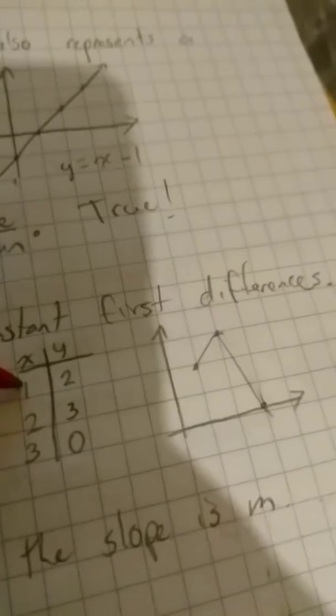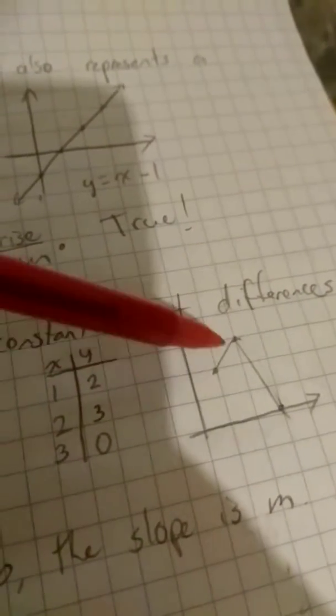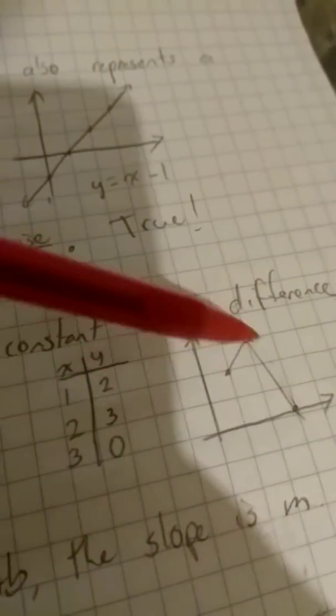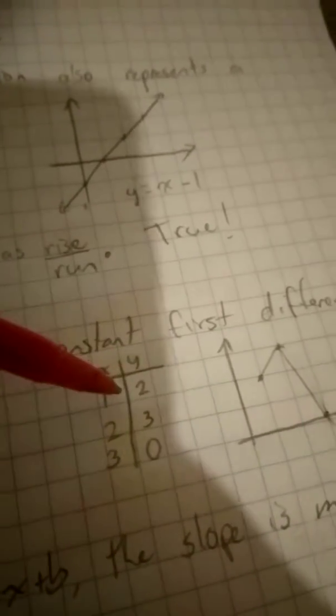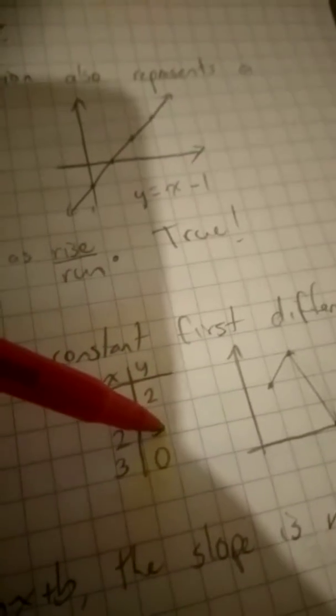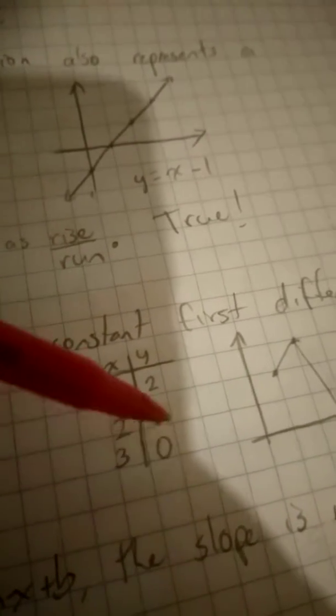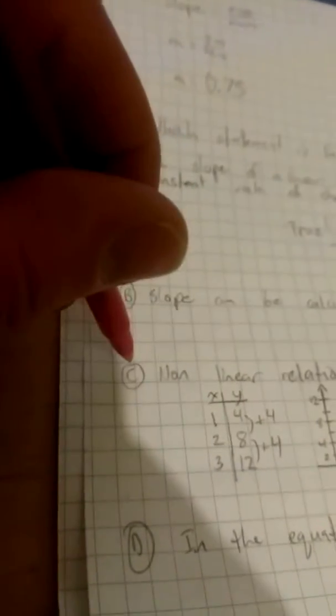Now, if we look at a nonlinear equation, something like this, it's not a straight line, it's going all over the place. These first differences are non-constant, they change. So 2, add 1 to 3, but then 3, when you add 1, you don't get 0. So these first differences are changing. So we know that it is C. That's my left hand circling it. C is false.